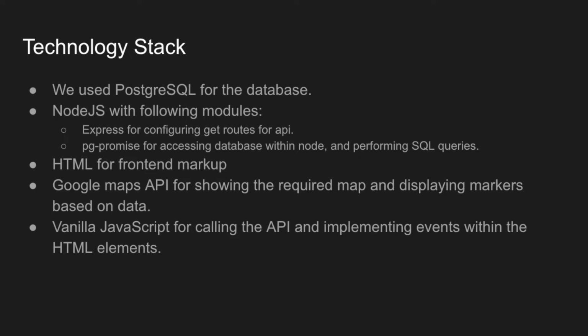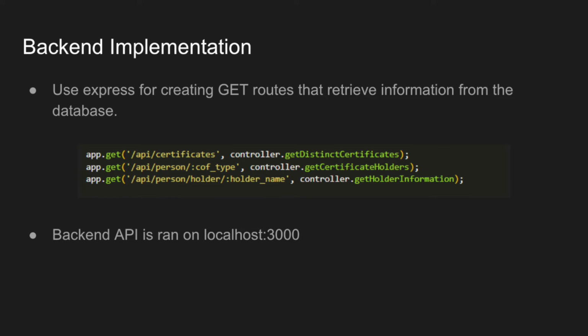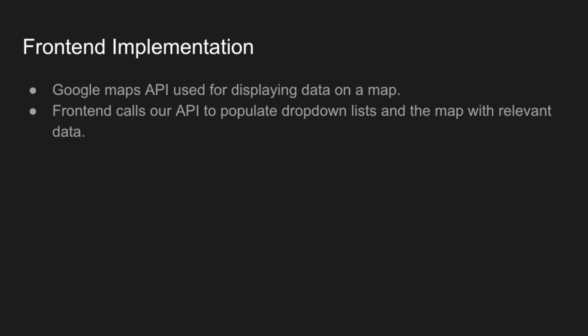So as I was saying before, the backend implementation just used PG Promise to set up the SQL queries with our database. And then we used Express for creating get routes that retrieve information from the database. And the backend API was just run on localhost 3000. And then for the front end, like I said before, we used the Google Maps API to display data on a map. And then the front end just calls our API to populate drop-down lists and the map with relevant data. And I'll leave it to Natasha to give the demonstration.